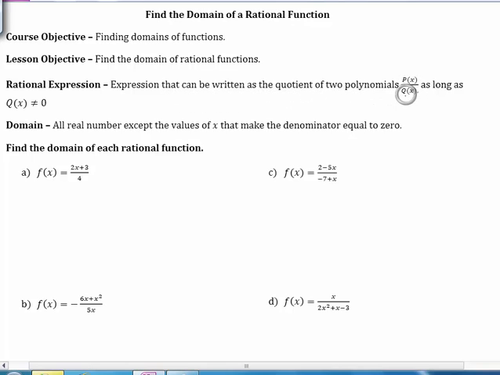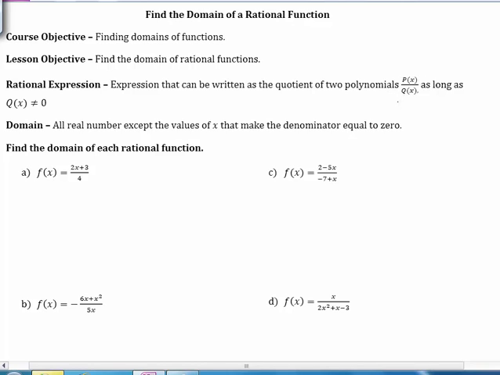So p of x divided by q of x, where p of x is a polynomial and q of x is also another polynomial. And we need to make sure that this q of x polynomial that's in our denominator is not equal to 0 because dividing by 0 is undefined. So again, a rational expression is some polynomial divided by another polynomial as long as the polynomial in the denominator on the bottom is not equal to 0. So that's the definition of a rational expression.